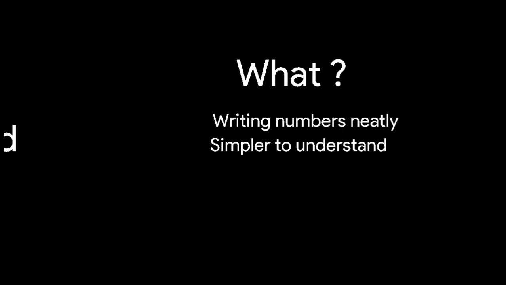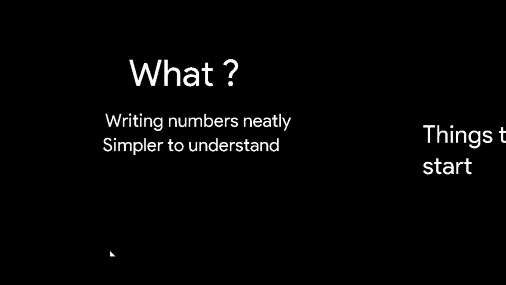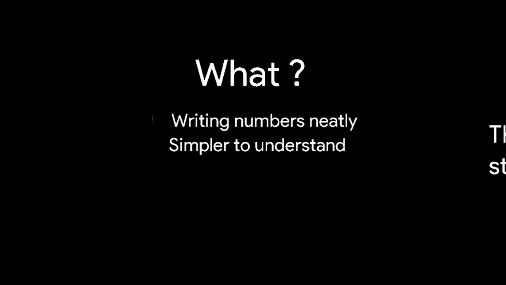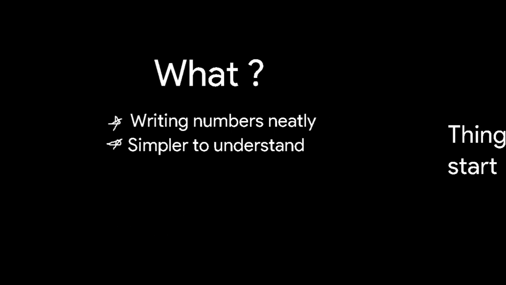So what is this power of tens shorthand? It's just writing numbers neatly. That's one thing. The other thing is that it's simpler to understand if you're writing very big, complex numbers. For example, the speed of light is written in this power of ten shorthand. It's easier to understand and requires less space. So that's the main thing.